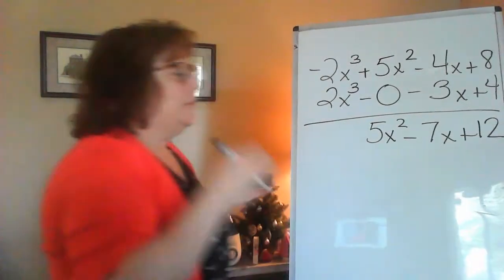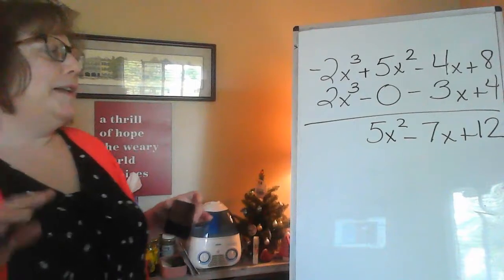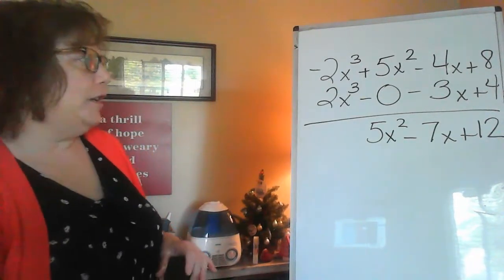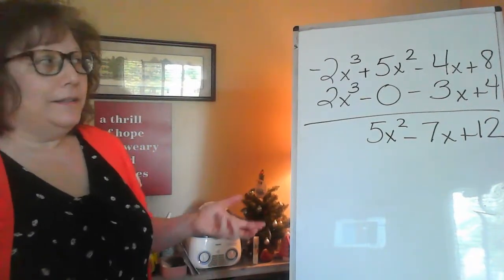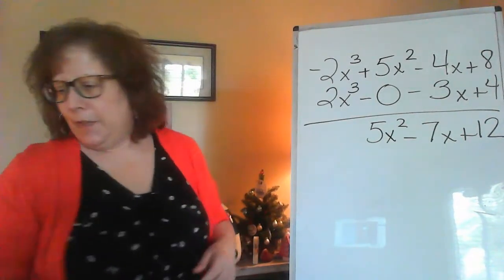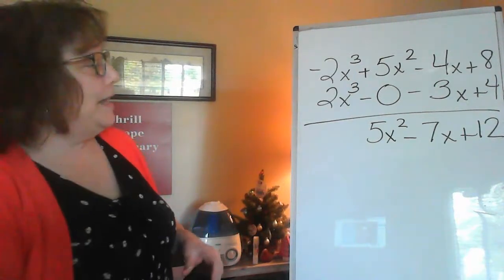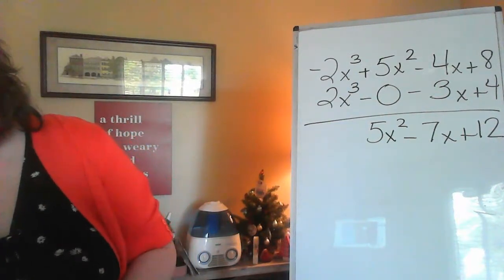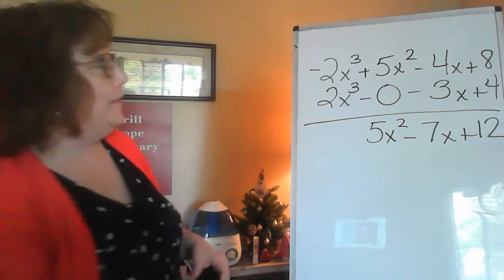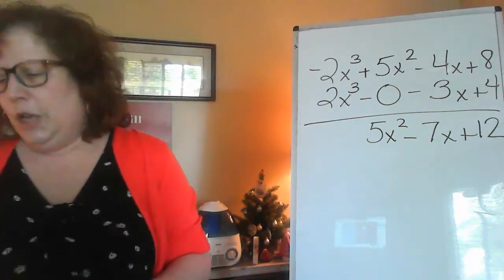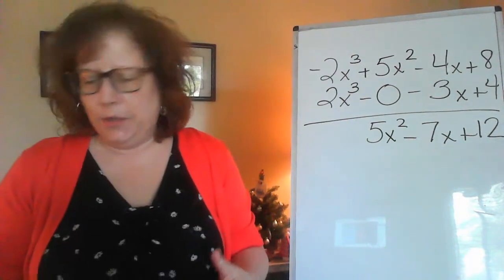Now for those of you who struggle with the negatives and positives, this could come back and haunt you. But keep working on it. So that's the answer that we're left with: 5x squared minus 7x plus 12. You've just got to remember what to do in those parentheses.